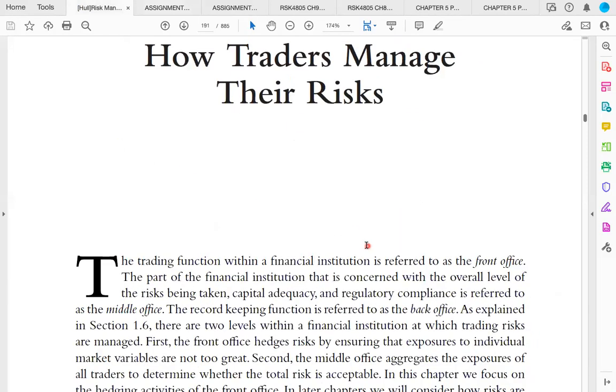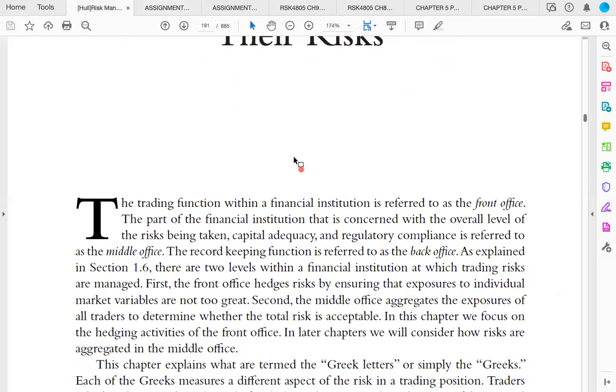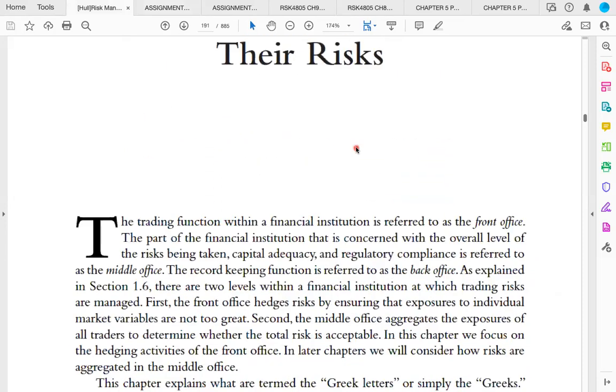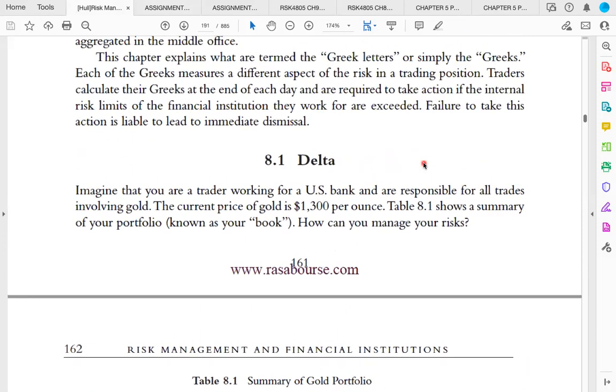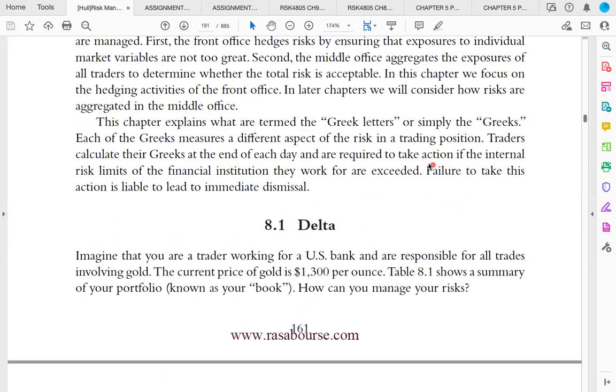So individual traders within a financial institution like a bank or an investment management company also have to be able to manage risks for their own individual portfolios, right? There are different approaches that these traders use to manage risk, and they make use of what we call Greek measures. They use certain measures for their portfolios that we call Greek measures.